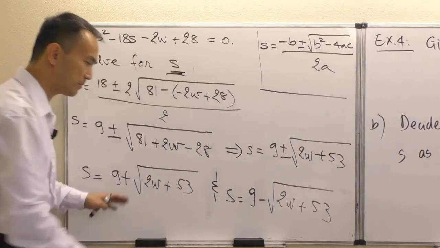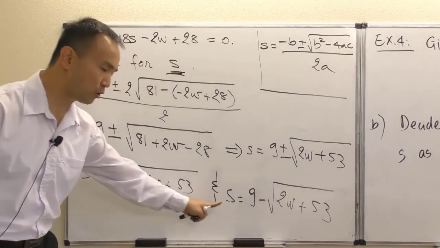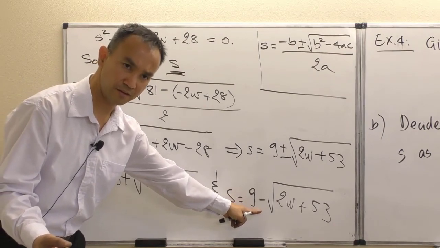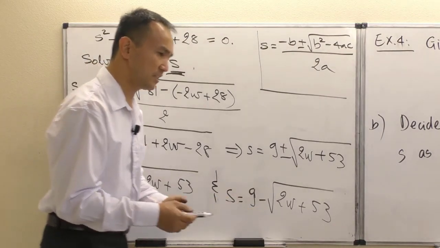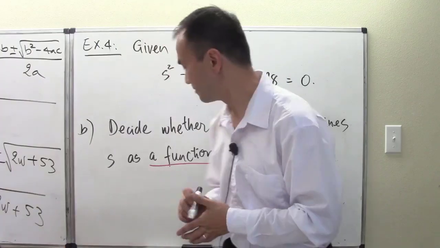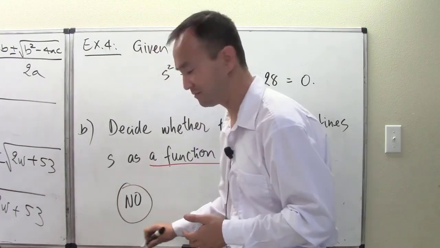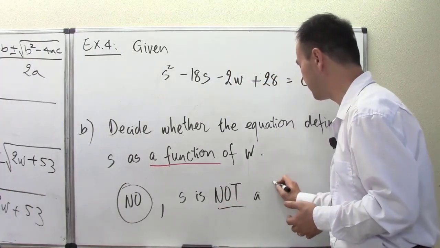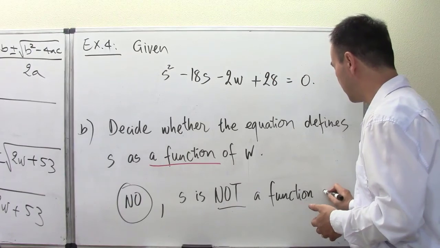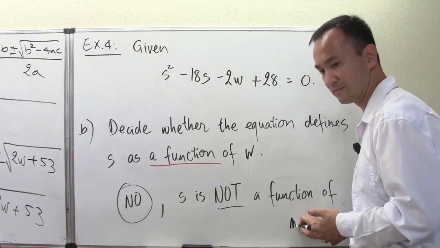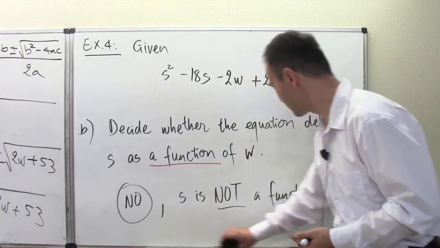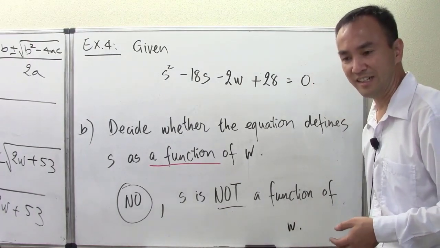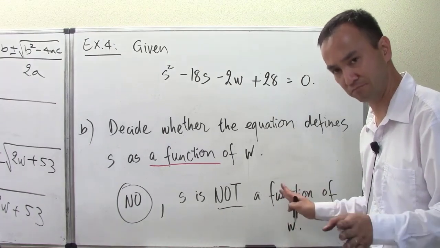So as soon as you can pinpoint that one single variable, tentatively the function, equals two expressions involving the input variable, then you can say no, S is not, or cannot be, a function of W.